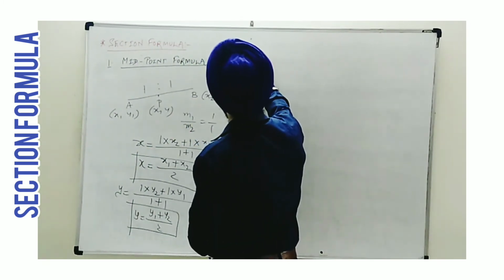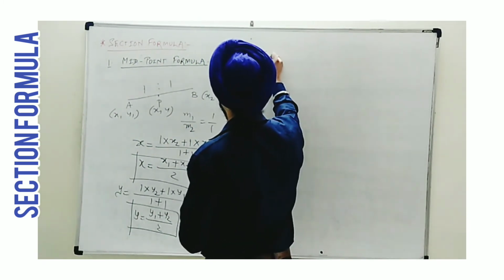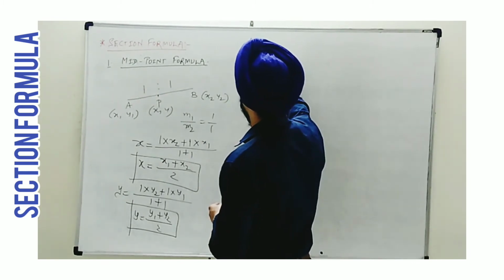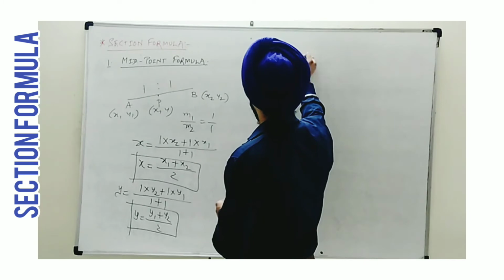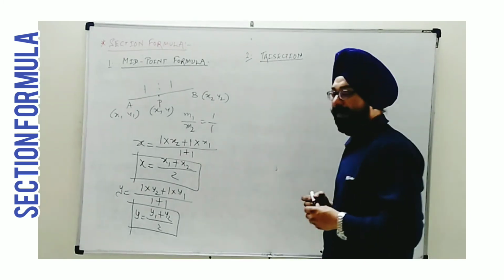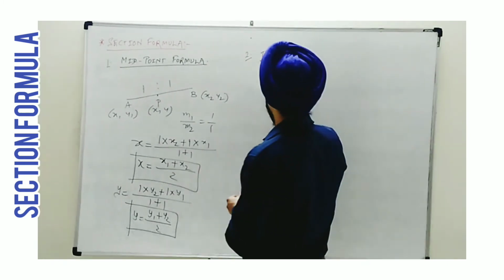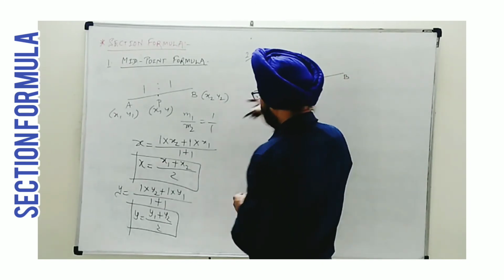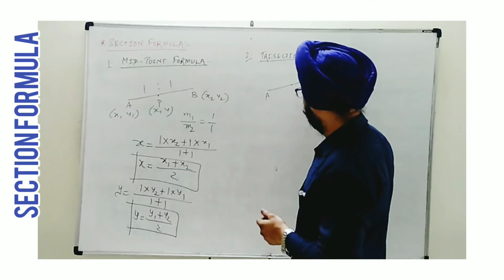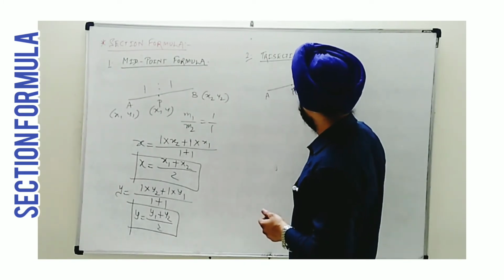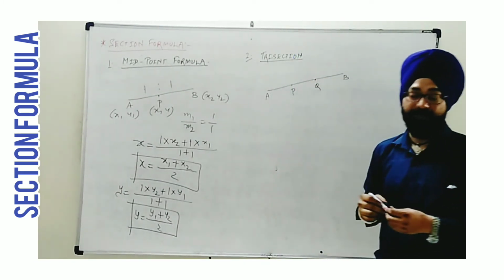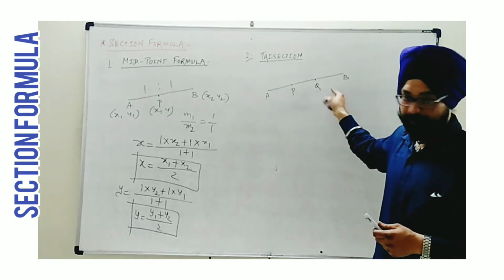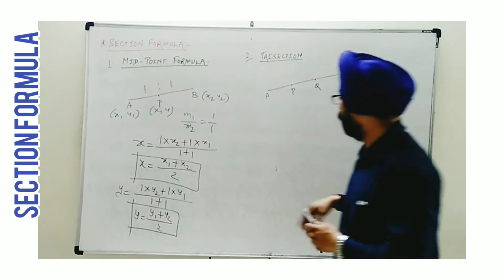Other use. Second one is trisection. This was a case of bisection. Now the second application is trisection. In trisection, suppose we are given a line segment AB, and as for bisection we need 1 point. Trisection means dividing the line segment into 3 equal parts. We need 2 points. Bisection we need 1 point. Trisection we need 2 points.